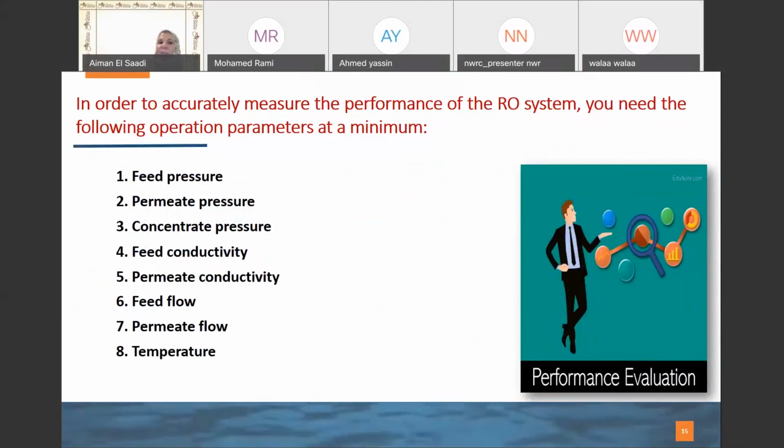In order to accurately measure the performance of the RO, you need the following parameters as a minimum. These parameters are pressure, conductivity, flow, and temperature: pressure of feed water, permeate water, and concentrate water, and the same for conductivity, flow, and temperature.